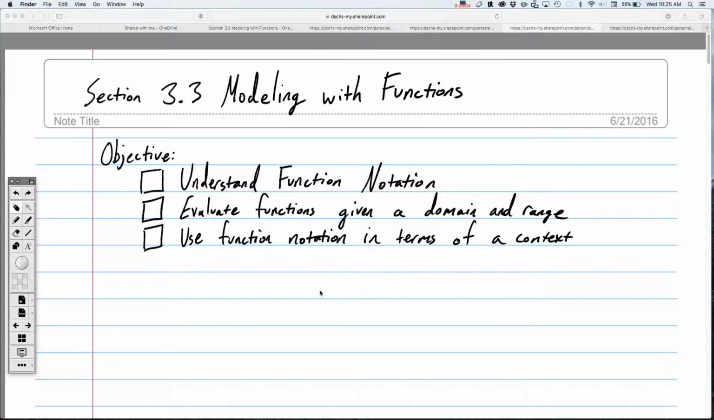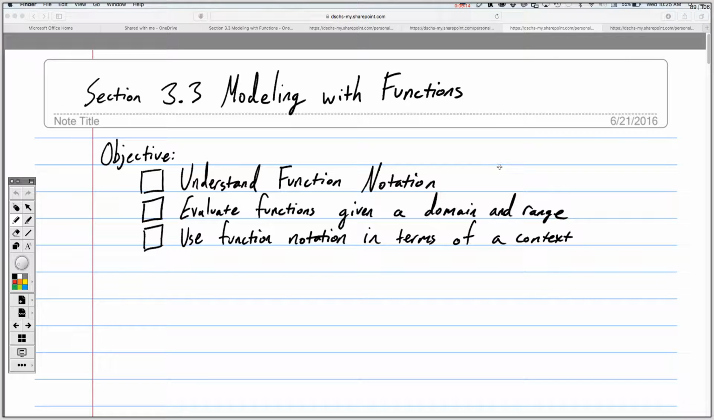Okay, section 3.3, modeling with functions. So our first objective is to understand function notation. Function notation is how we're reading things. Before, we read things like y equals 3x plus 2. Now we're going to read it as f of x equals 3x plus 2.